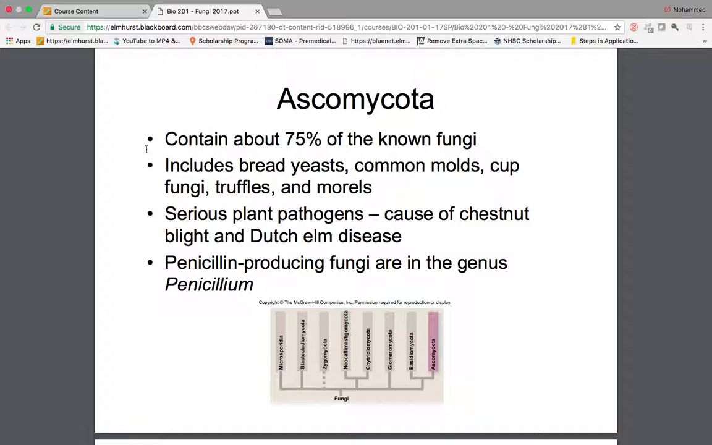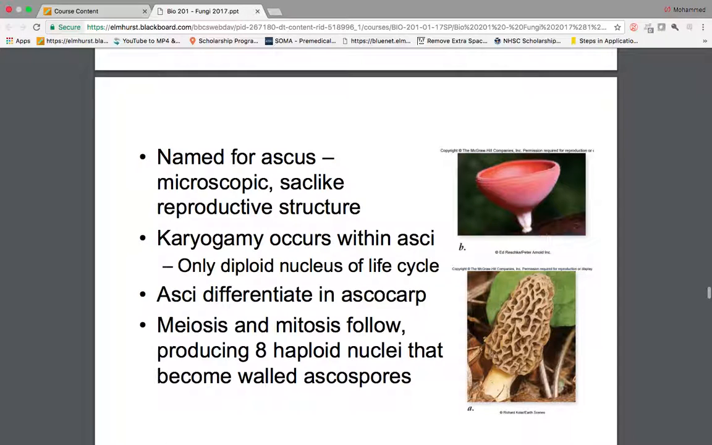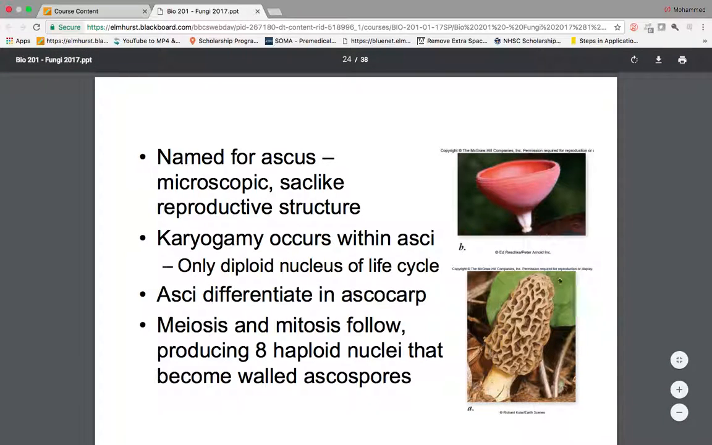So also included in this is penicillin. You guys have seen greenish mold on your bread. That's in this group as well. The ascus is this cup-like structure. It's actually on the inside of this. You'll see it even better. These are microscopic cup-like structures. The morel here is also in this group.